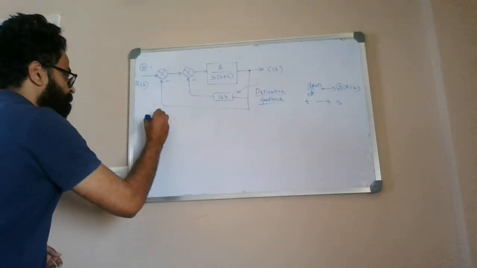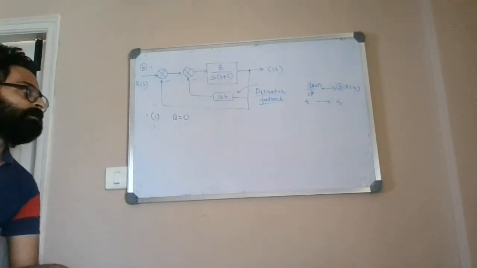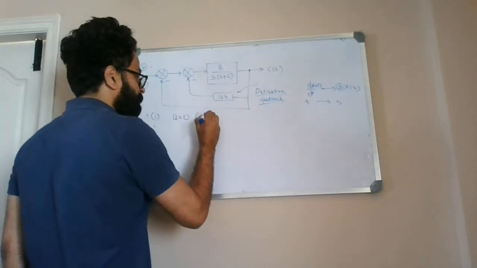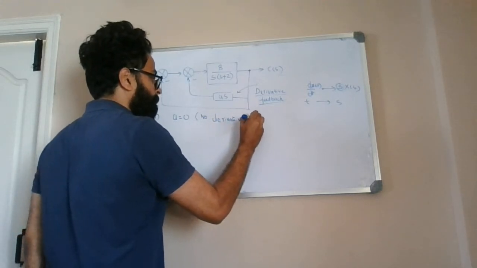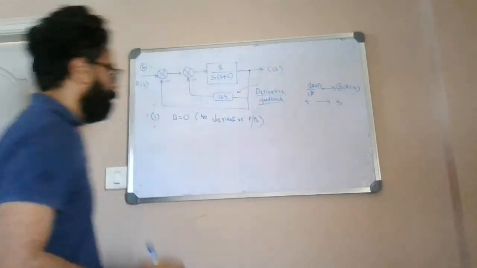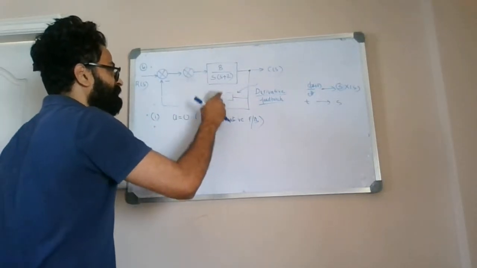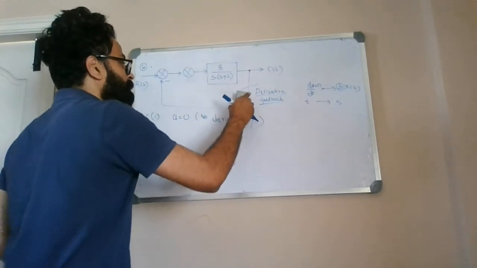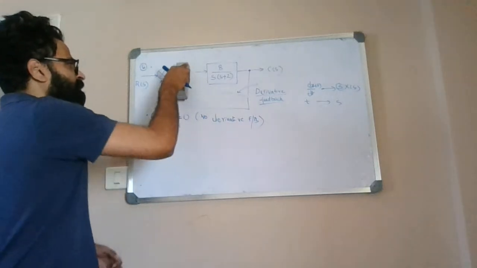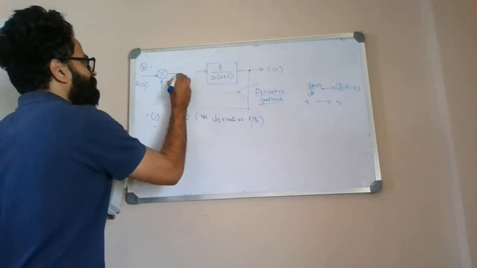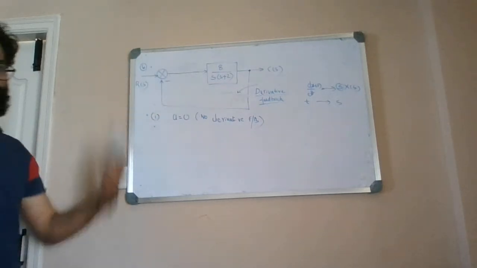So let's go back to case number one. That is, set a is equal to 0, which means no derivative feedback. Okay. So when you set a is equal to 0, this doesn't come into the picture. So you can eliminate the derivative feedback, and you will get straight through signals. So you can eliminate the second summing point as well.